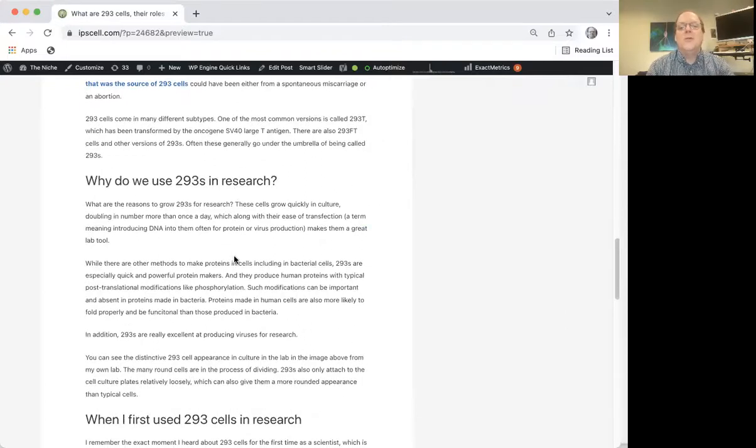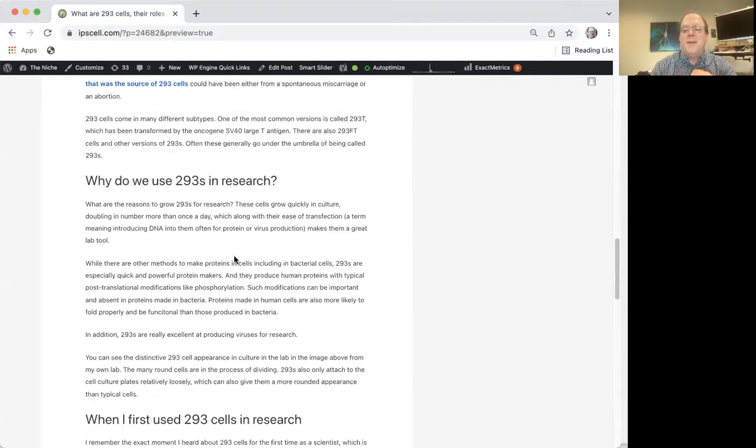So why do we even use these 293 cells in research? It turns out that they're really useful in a number of ways. They grow very fast. So if you have, let's say, a million of these cells, within a few weeks you might be able to have hundreds of millions of these cells. So they grow very quickly. Also, when we put genes into them, and there are different ways we can do that, sometimes called transfection, they just will make a ton of protein from those genes. And so that's really useful as well. They're almost like little protein making factories that we can make in the lab.